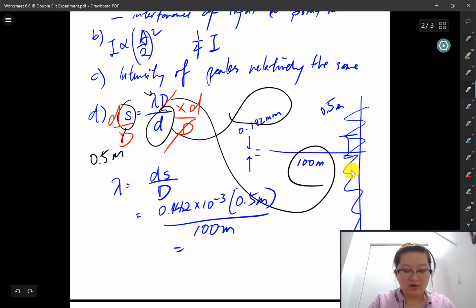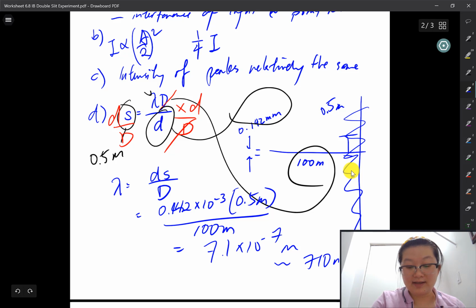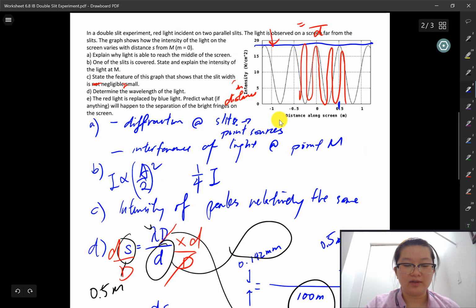So if we put all of those in, 0.142 times 10 to the power negative 3 times 0.5 divided by 100, we get 7.1 times 10 to the power of negative 7 meters, which is exactly 710 nanometers. That is roughly your red light. So that is D. Okay.